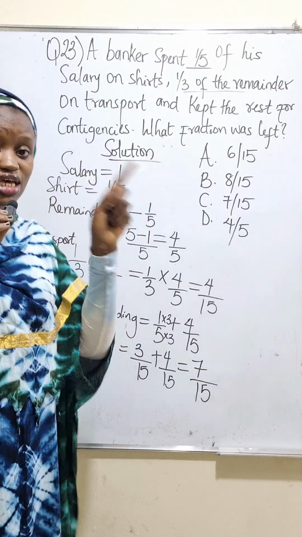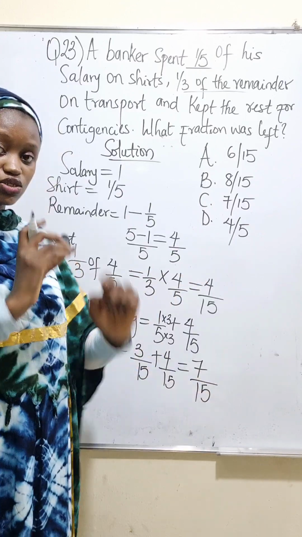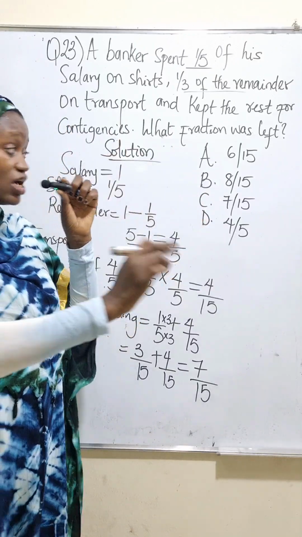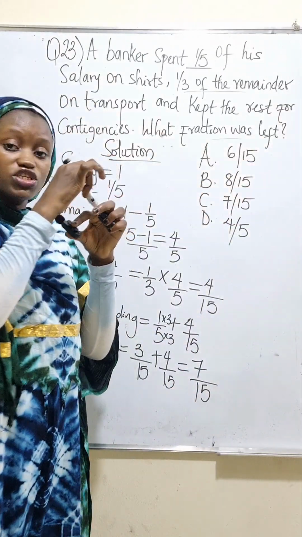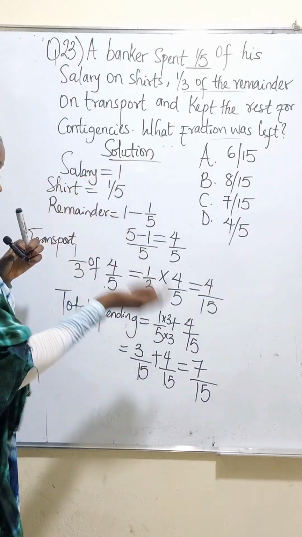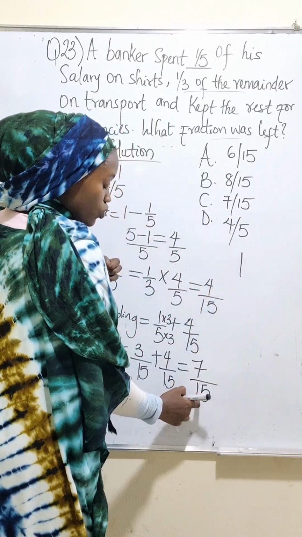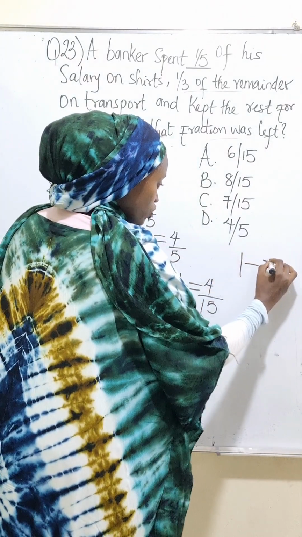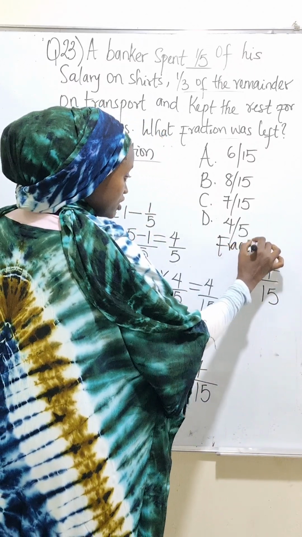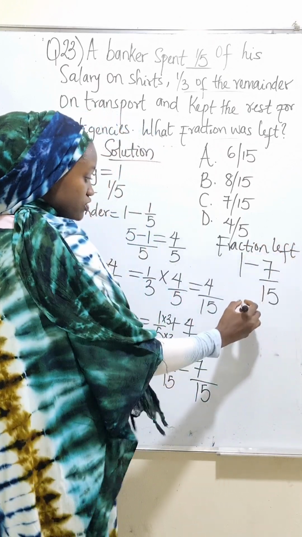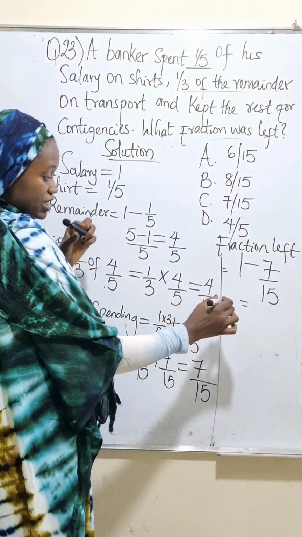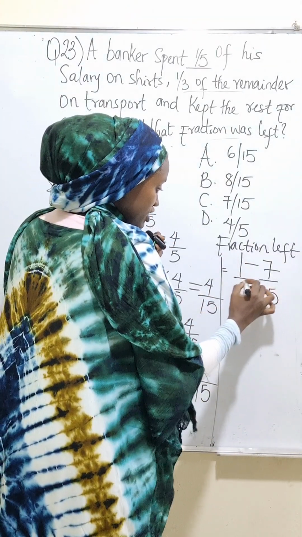What this means is that from his salary, he spent 7 over 15 as a total amount to buy shirts and also on his transportation. But what we are required to find now is the fraction that is left after he bought shirts and spent on his transport. Since from the beginning we said his total salary is 1, what do we do next? We subtract what he has spent from his salary, which is 1 minus 7 over 15. This is going to give us the fraction left, right? We can use the butterfly method here. Let me draw a straight line to demarcate this. We can say this as over 1, right?